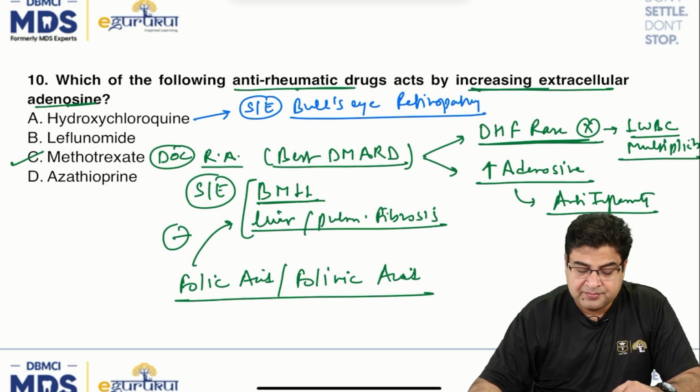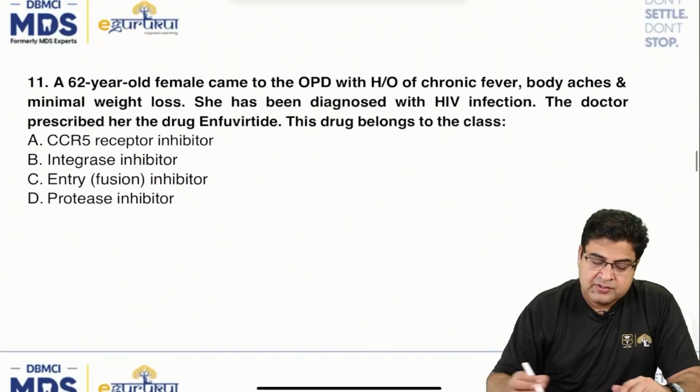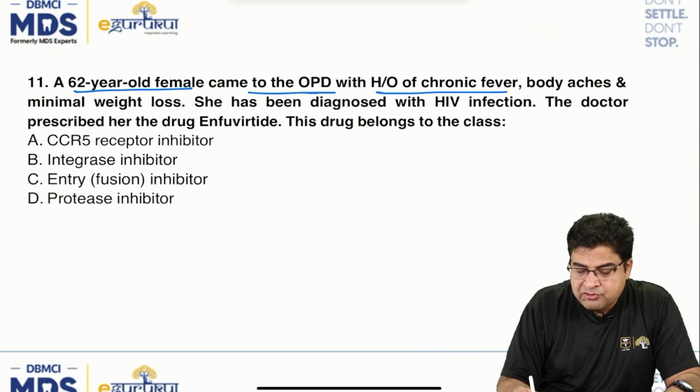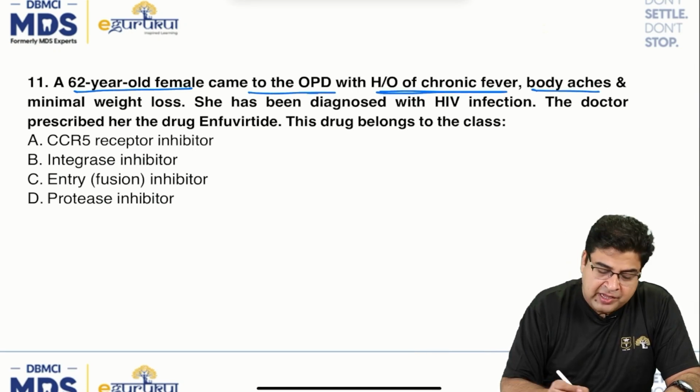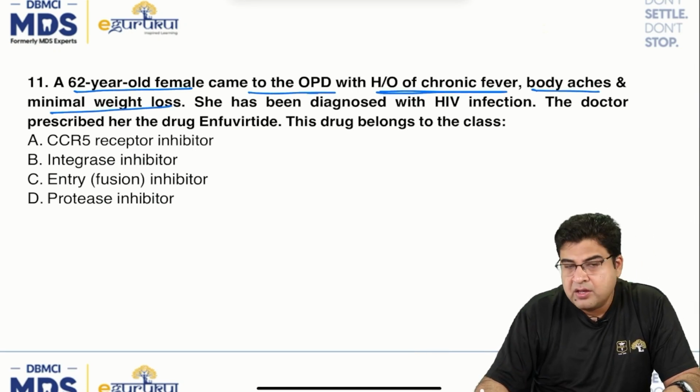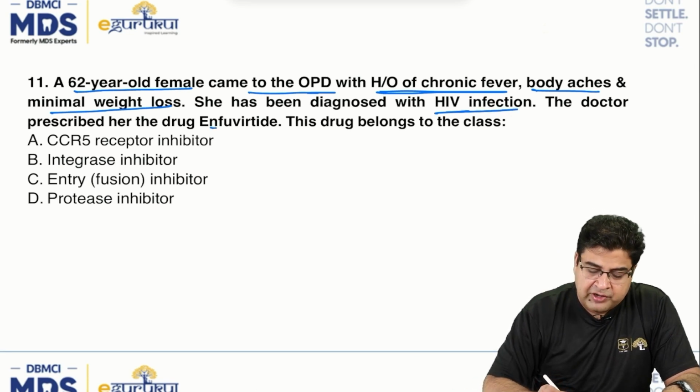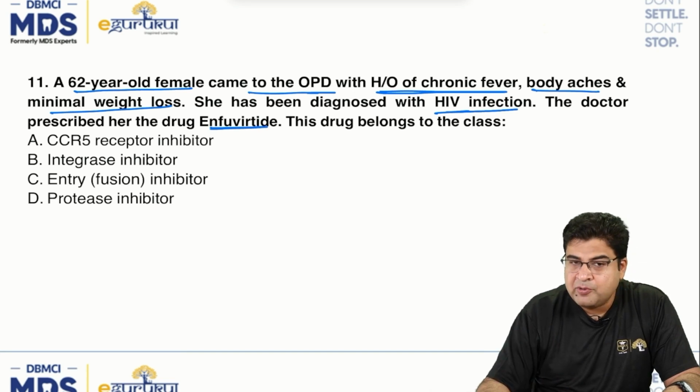Methotrexate is the answer. Question number 11, a 62-year-old female came to the OPD with history of chronic fever, body ache, minimal weight loss. She is diagnosed with HIV infection because the symptoms tell you about HIV. The doctor prescribed enfuvirtide medicine. The drug belongs to which class?